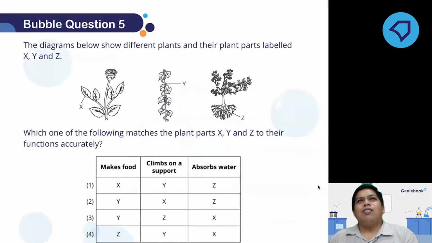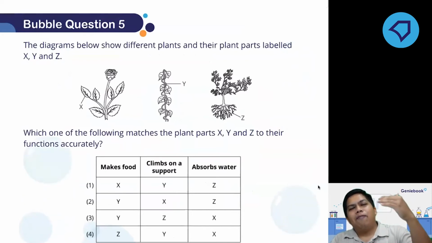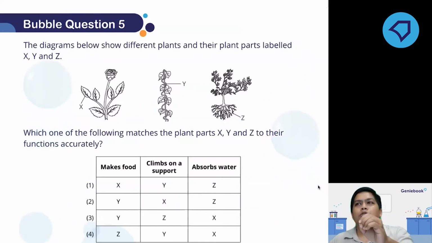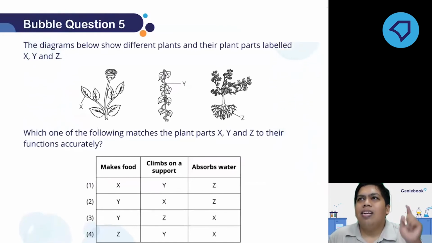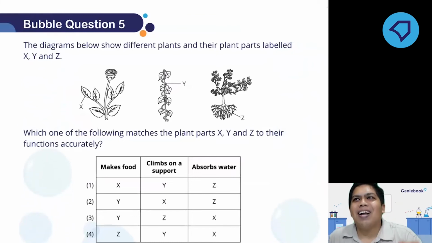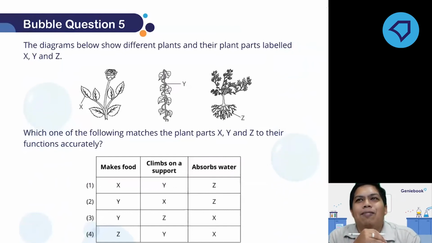So now let's go back to our normal bubble questions. This is quite easy. You just need to look at the parts pointed to by X, Y, and Z, and then match them to the function in the table. Mixed food, climbs on a support, and absorbs water. I will start the timer in 3, 2, 1, start. Jairus, I'm afraid I can't go back. You have to look at the recorded lesson if you want to look at the types of leaves.